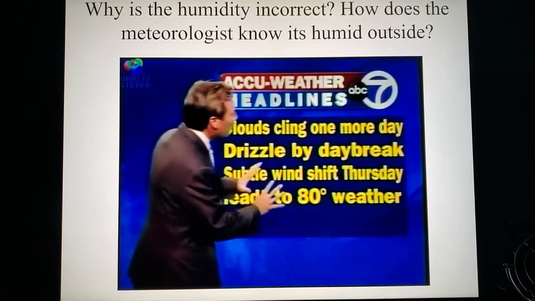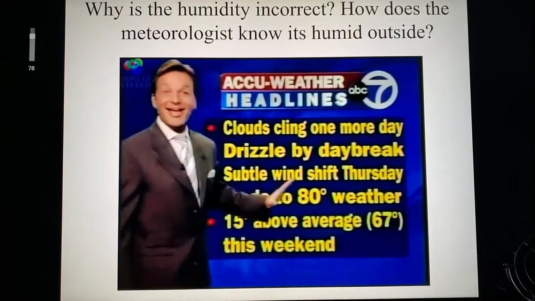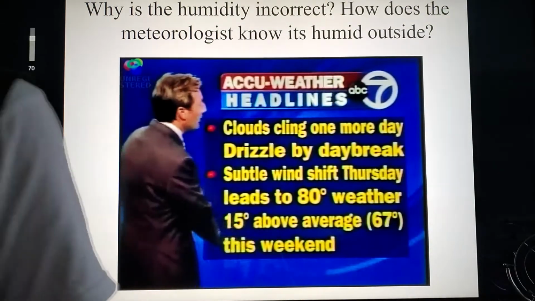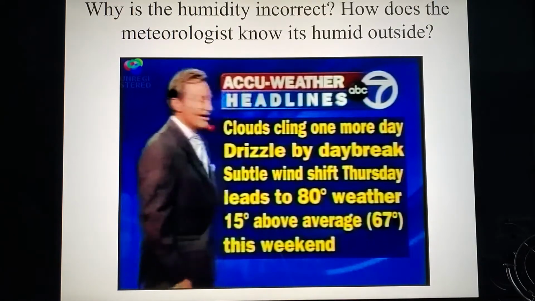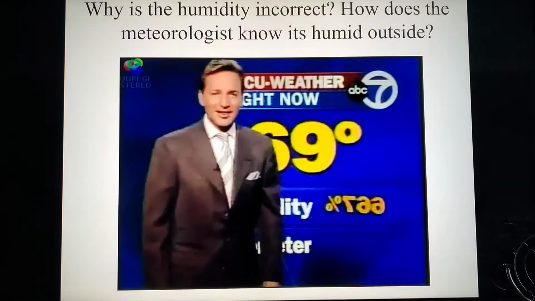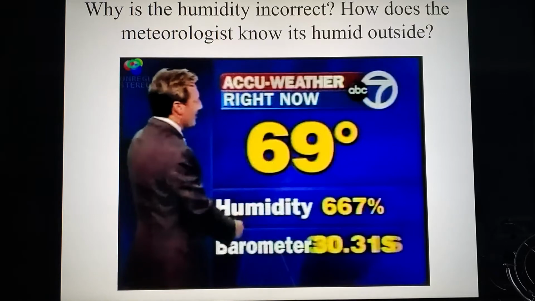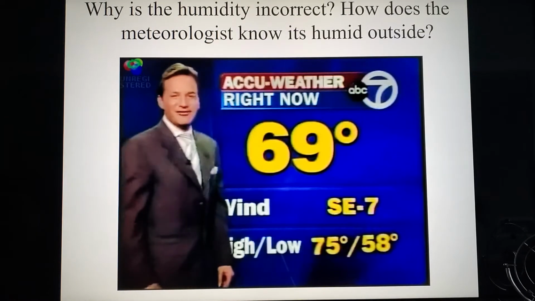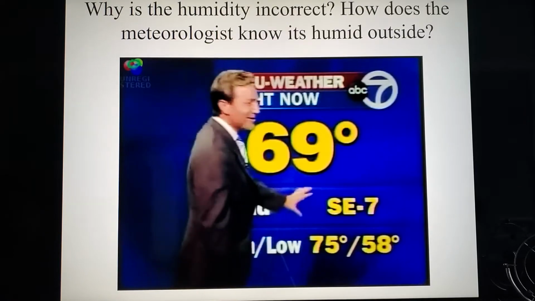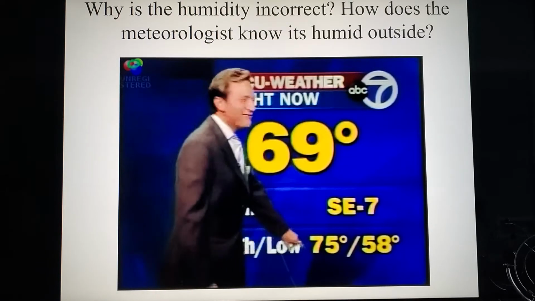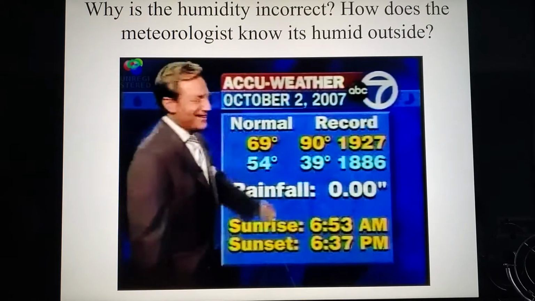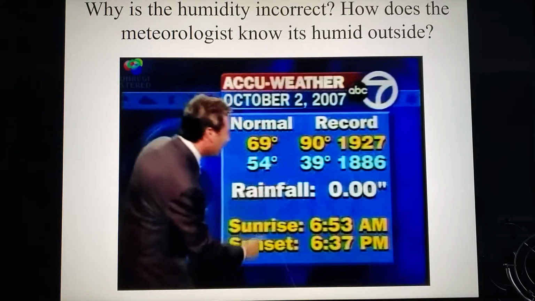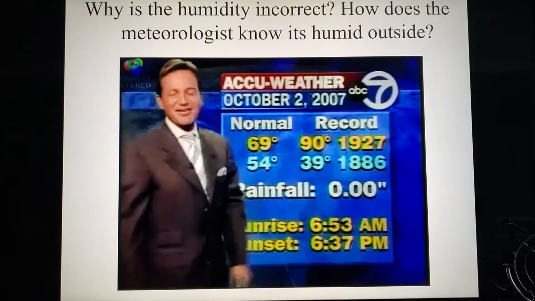Then just a subtle wind shift on Thursday, and all of a sudden 80-degree temperatures are reachable over the weekend, 15 degrees above the average of 67, low and middle 80s this weekend. It's 69 right now. The humidity is not 666%. That would be very, very high. But it is moderate right now. That's just my poor typing skills. 75 degrees the high number on the day. The average is 69, and everything else looks like it's correct right there.